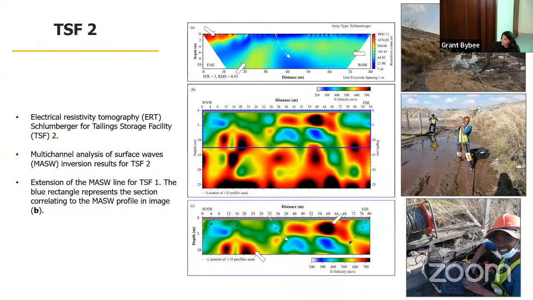For our tailings storage facility 2, again, we conducted MASW and resistivity studies. And again, we have resistive features. But then when we associated them with the MASW along those lines, we again had these low surface wave velocity zones correlating to low resistivity zones, which are more conductive zones. So again, we have maybe mixing between our surface and deeper waters.